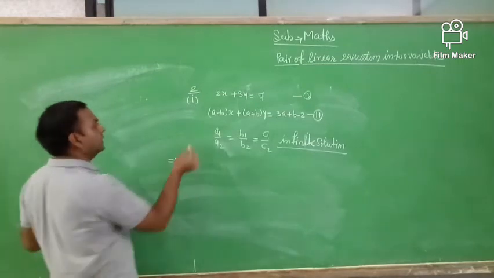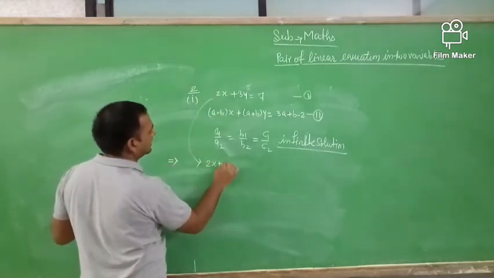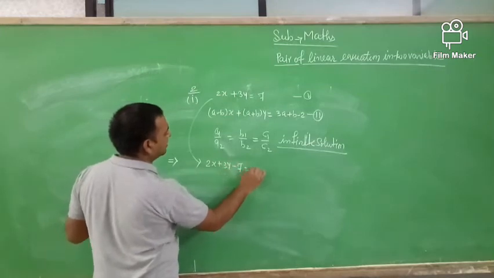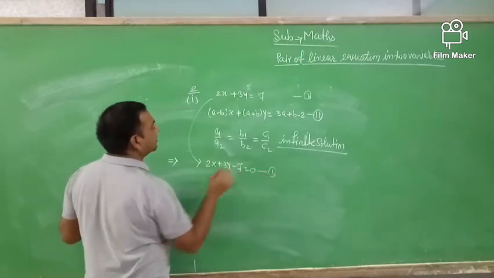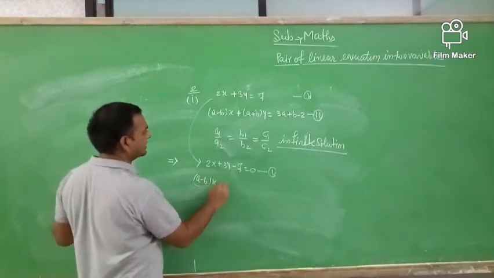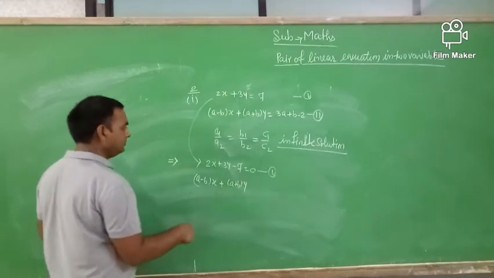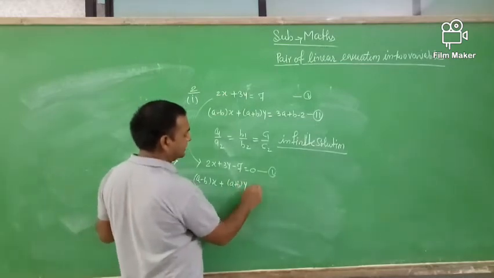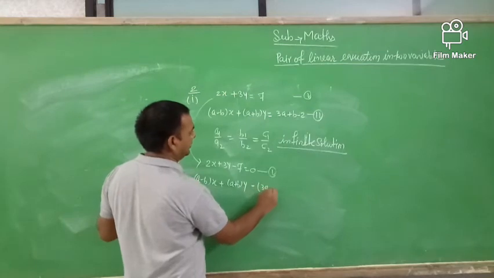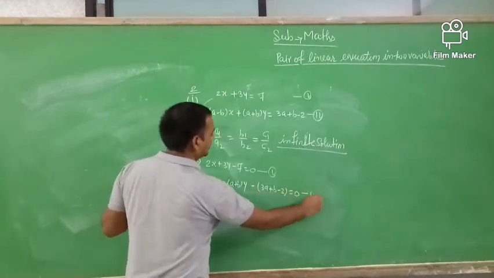First I write down the equations in standard form. So this is 2x + 3y − 7 = 0, equation number first. Here (a − b)x + (a + b)y − (3a + b − 2) = 0, equation number second.